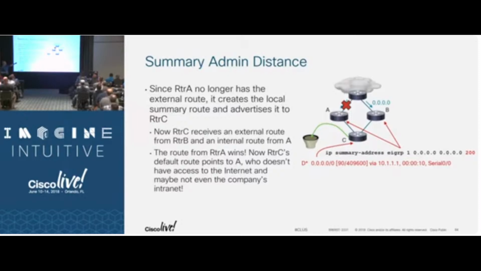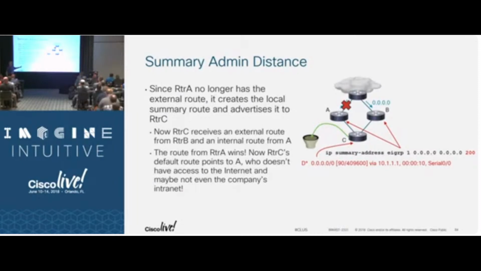Since A has lost this connectivity here, it will advertise the remaining networks that it has on itself, summarized into a default route. That will be internal. If this route from B is external, the one from A will beat it. And because we always prefer internals to externals, we will follow the path to A, which leads nowhere.